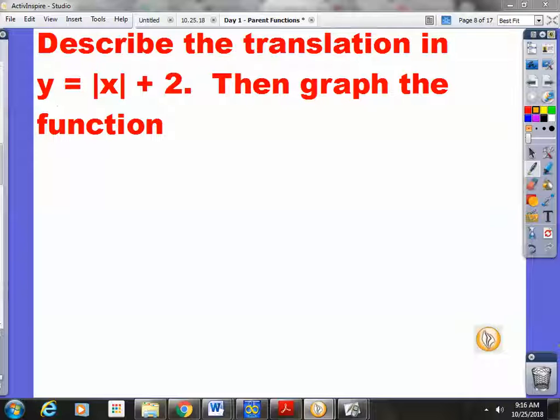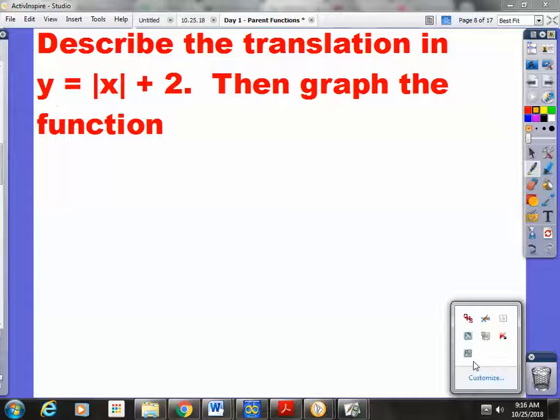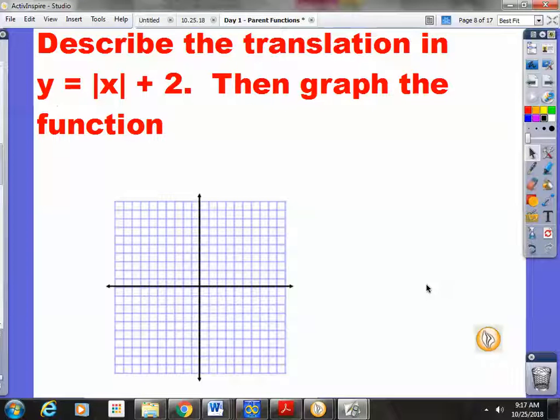Look at this one with me. It says to describe the translation in y equals the absolute value of x plus 2. We're on the back side of your notes page if you're not already there. So what type of shape is this graph going to be? It's going to be a V.